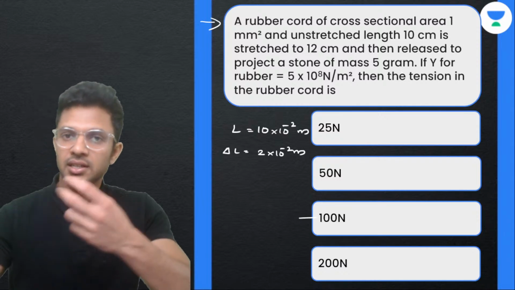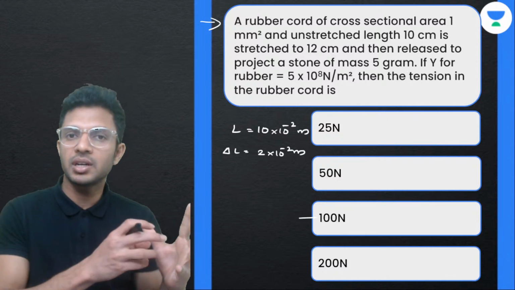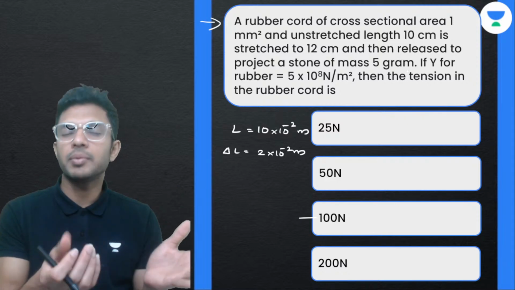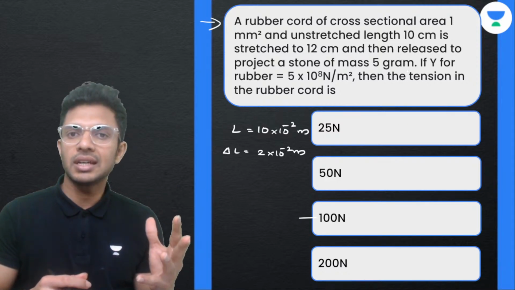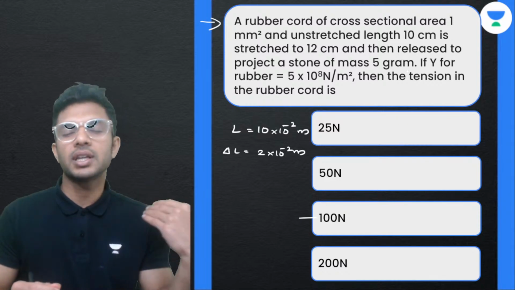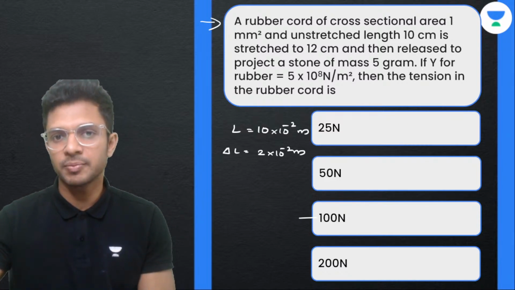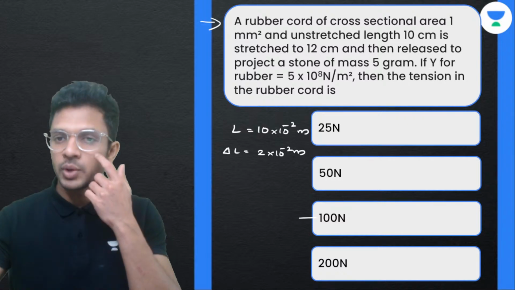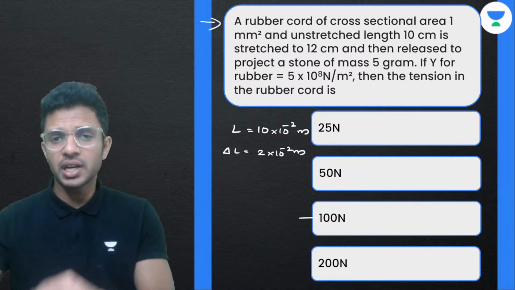The rubber cord is being stretched and released. Along with the rubber cord, a small stone is also kept. So when the rubber cord is released, that stone will also be thrown away. Nothing about that is asked in the question. Young's modulus is also given. The question is find the tension in the rubber cord. Okay, how to do this?